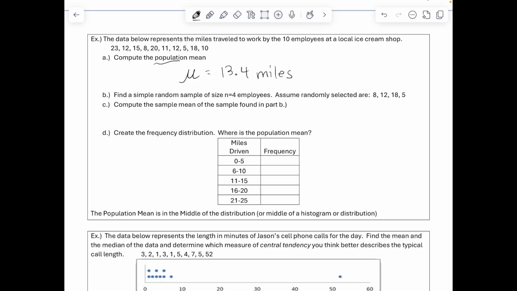Part B says to find a sample. This is going to be a simple random sample of size n equals 4 employees, so we'd randomly select 4. For simplicity and to make sure that we all have the same 4 people traveling to work, I randomly selected them. So I selected 8 miles, 12 miles, 18 miles, and 5 miles. So this is going to be our sample. And so we need to put these 4 numbers only into our calculator and go ahead and calculate the mean using our graphing calculator.